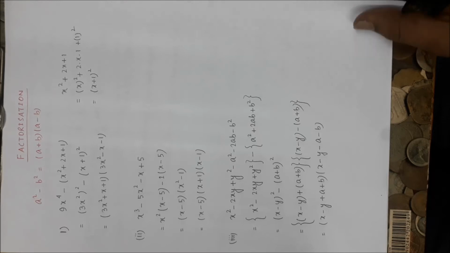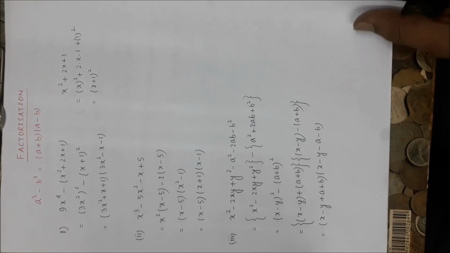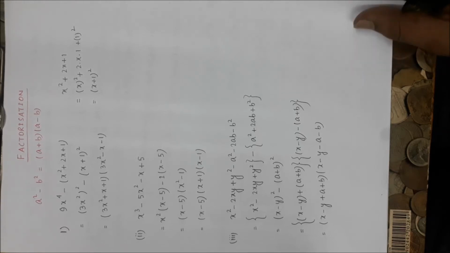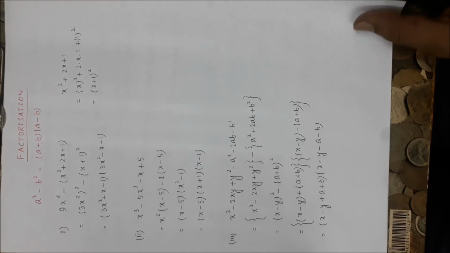Now this is the difference of two squares. So we apply the formula: the sum of these two terms times the difference of these two terms. Now remove the brackets. So the factors will be (AC minus BD plus AD plus BC) multiplied by (AC minus BD minus AD minus BC).